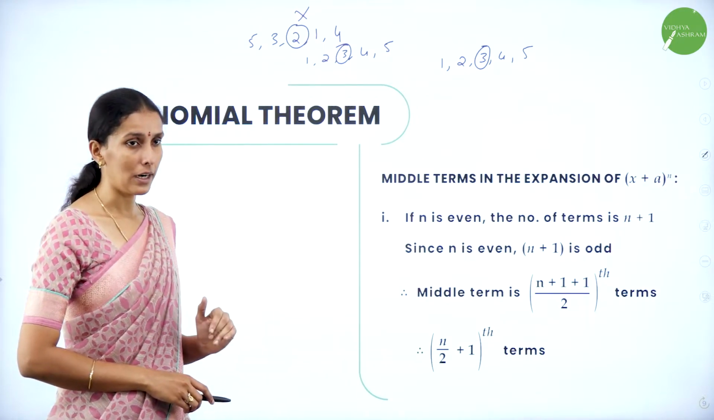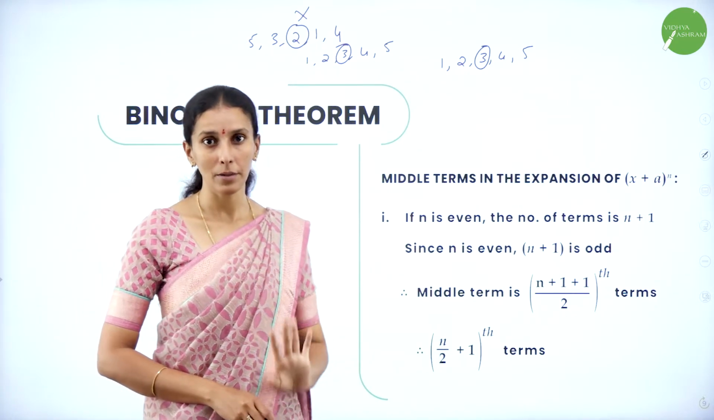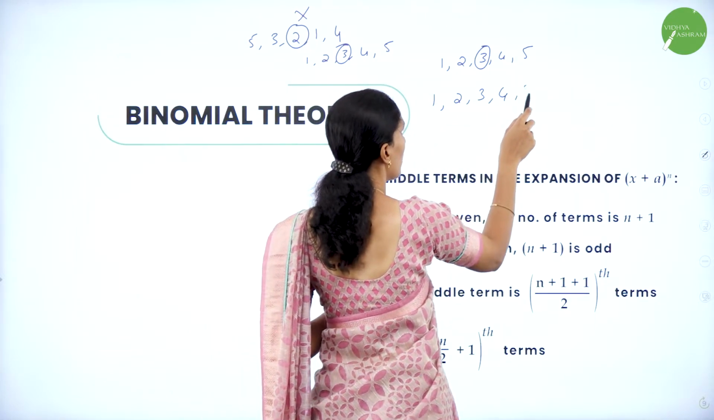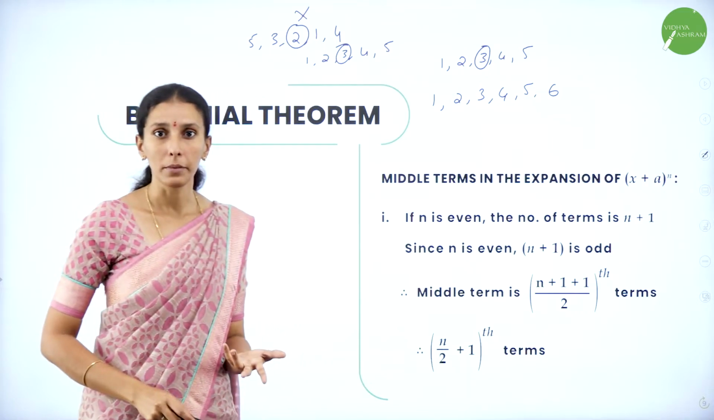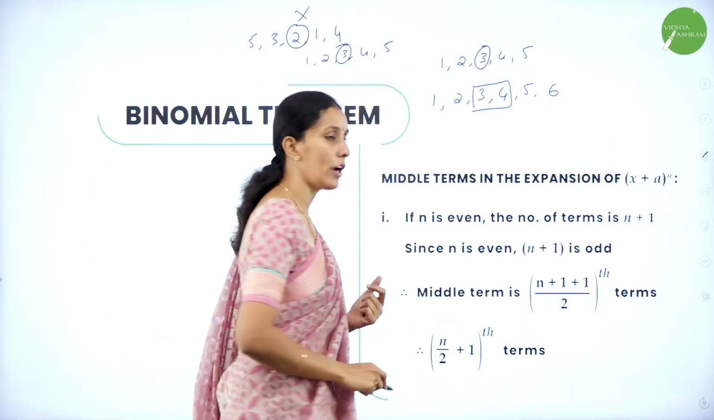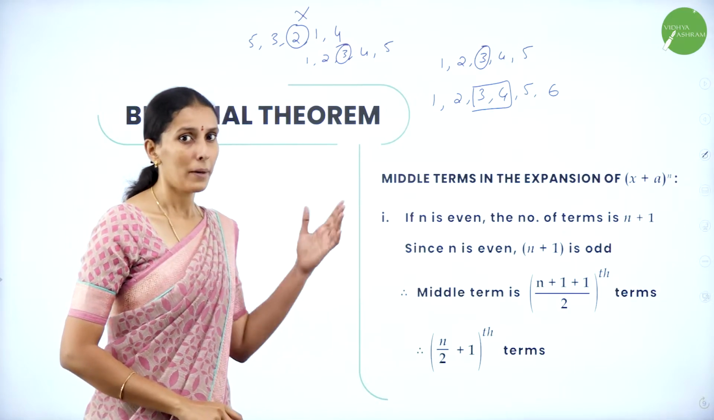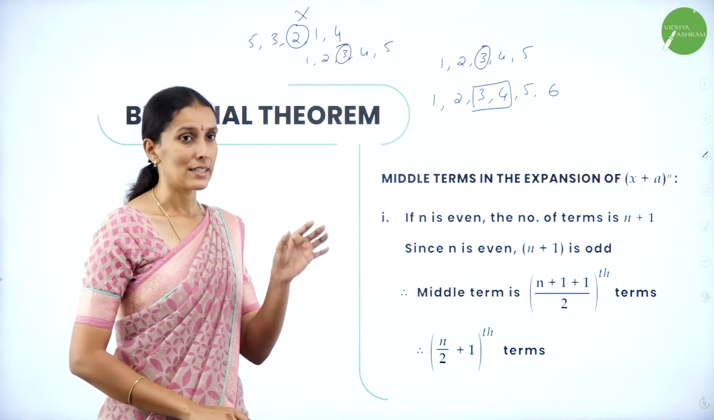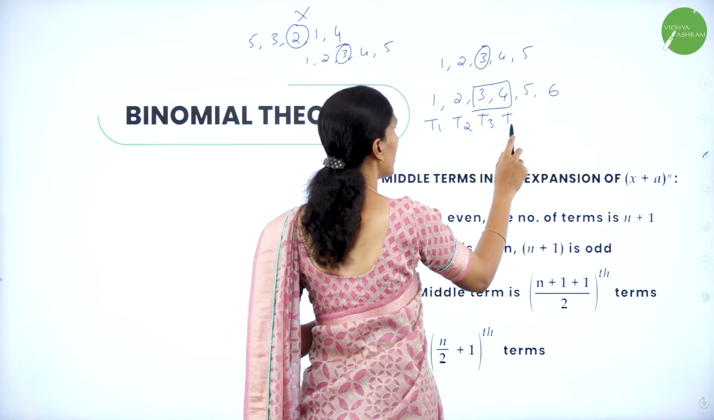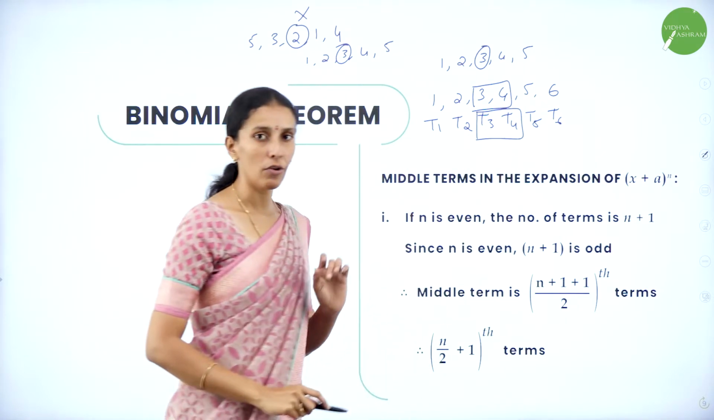But how to find the middle term? As I said, when you have 5 numbers, it is easy to find that the third number is the middle one. Suppose you have 6 numbers, 1, 2, 3, 4, 5, 6. How will we find the middle term? It is not easy to find the middle term. Therefore, I will choose both the third one and the fourth one as the middle terms. In the case of statistics, we will take the average. But here, we will choose only the places. That is, if it is T1, T2, T3, T4, T5, T6, then we choose both T3 and T4 as the middle terms.